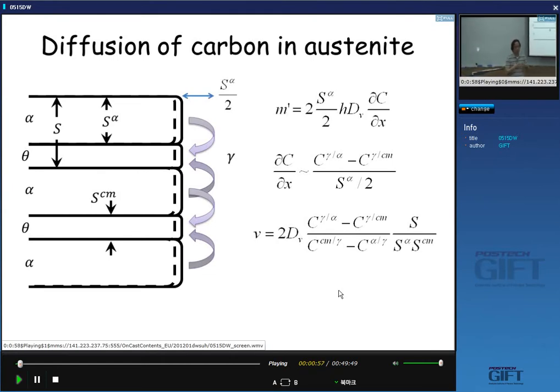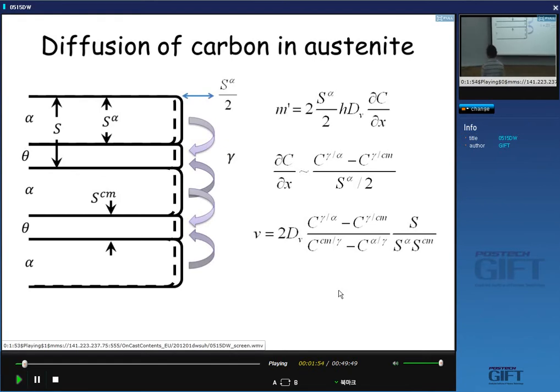When we consider the growth of the pearlite through carbon diffusion in the austenite lattice, we can derive the velocity of the interface by considering the carbon content in austenite in front of the ferrite side and in front of the cementite side. The carbon should accumulate in front of the ferrite side because ferrite rejects carbon, and the carbon concentration will be depleted in front of the cementite because cementite absorbs the carbon. We also need the carbon content in cementite and ferrite and the ratio of the interlamellar spacing.